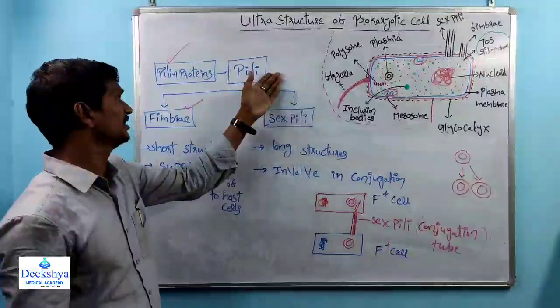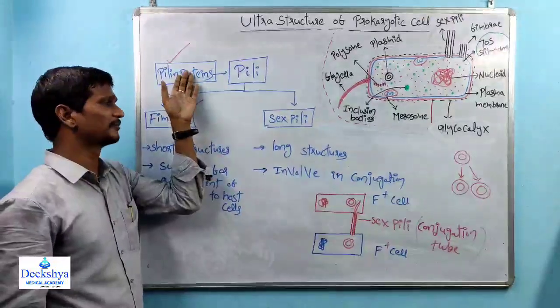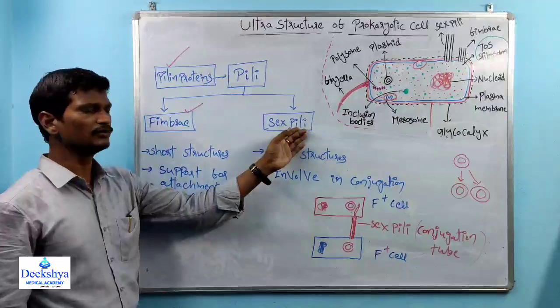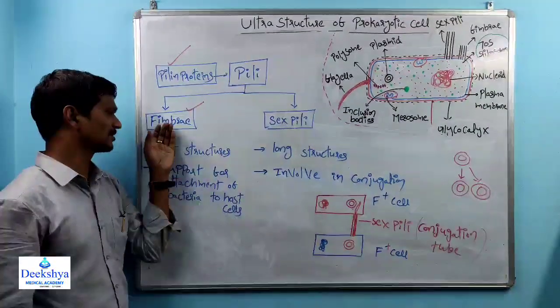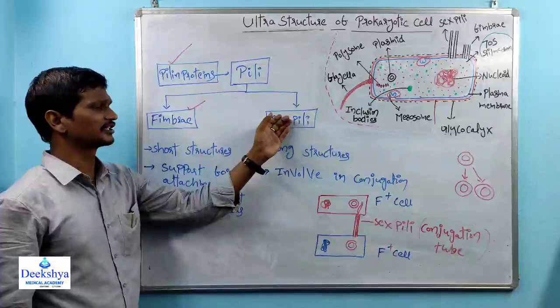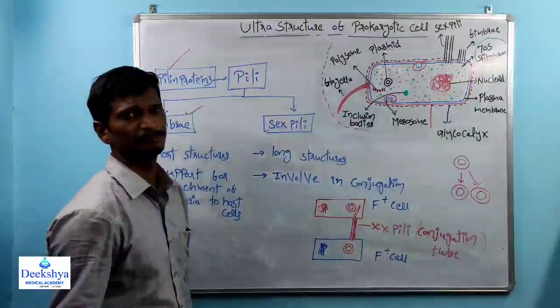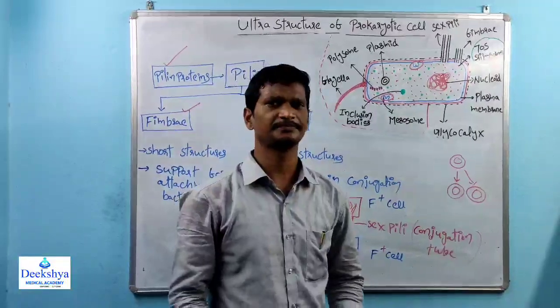So that is about the pili. Pili are made up of pilin proteins. Some are short, these are called fimbriae, and some are long, these are called sex pillars. Fimbriae support attachment and sex pillars support the conjugation process. Both are made up of pilin proteins. Right?